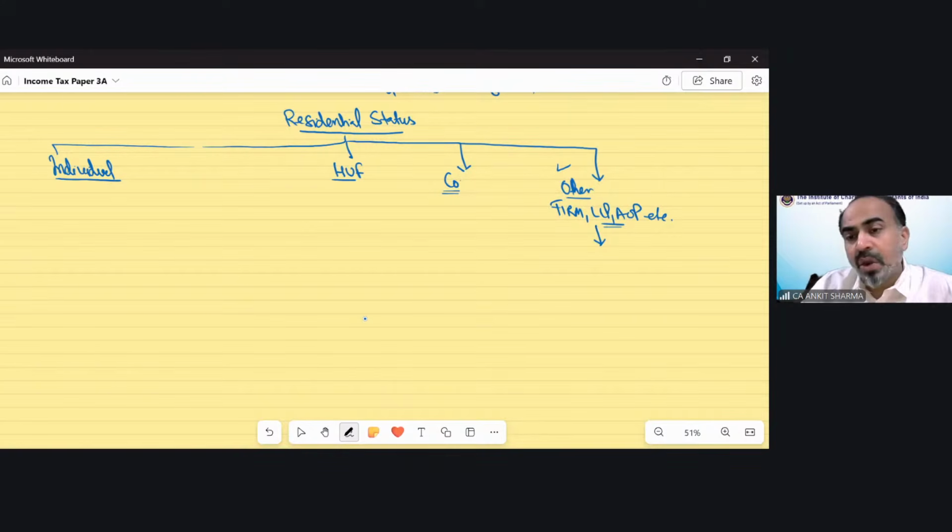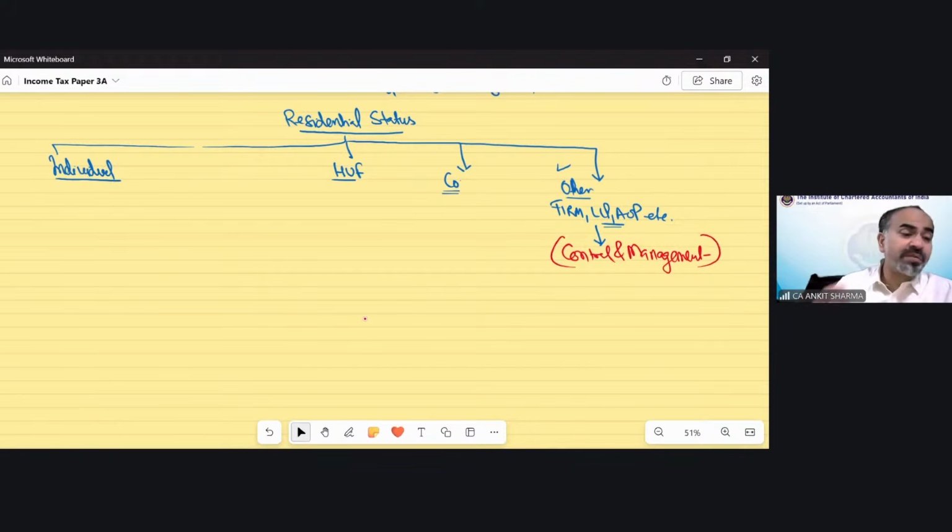You have to find the control and management of that organization. You have to find where is the control and management of that business, that partnership firm, LLP, etc. Where is the control and management? Now you must be thinking, what is the meaning of control and management? So the meaning of control and management, again, is very simple. You need to find out the business meetings.